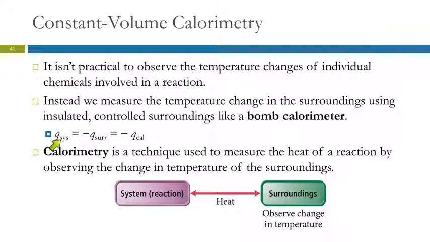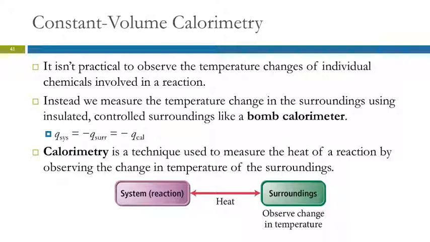So the system is the chemical reaction, and we're interested in the amount of heat that is gained or lost by that. We can't measure that directly, but we can measure the heat gained or lost by the surroundings. Whatever is lost by the system is gained by the surroundings, and vice versa. So Q sys and Q surroundings are the same number, they're just opposite in sign. The negative over here does not mean that this number is negative. It just means that this is the opposite in sign of that one.